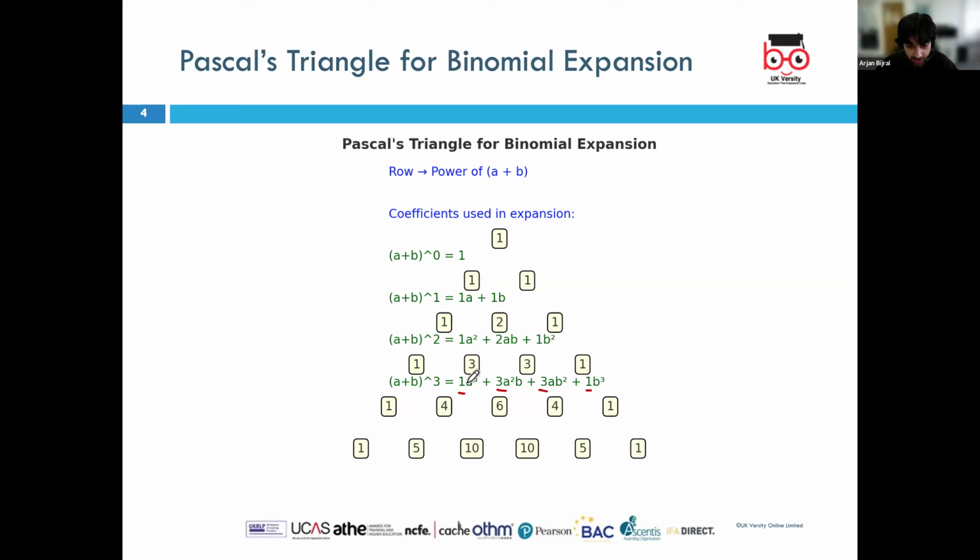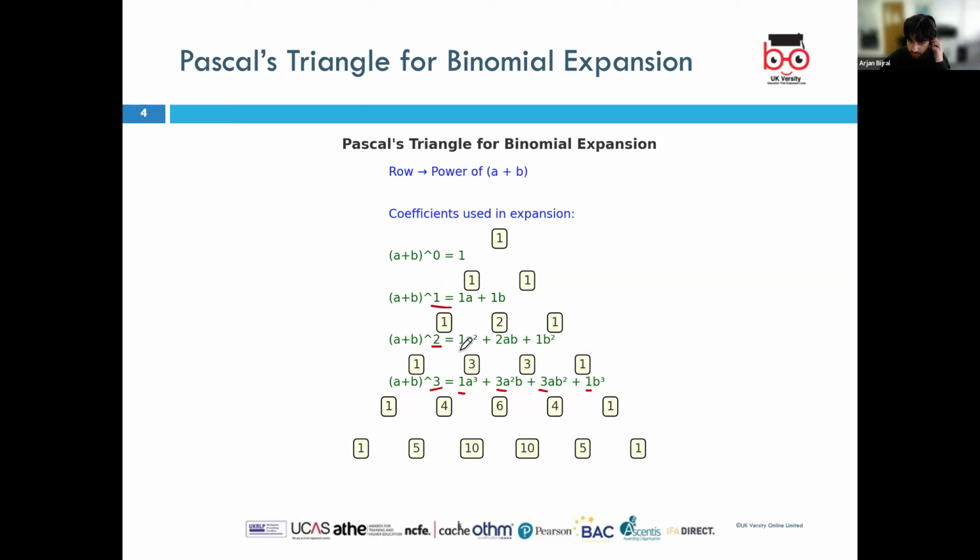So it's 1A cubed, 3A squared B, 3AB squared, and 1B squared. So this triangle basically just lets you know how many of each thing you're expecting. So for each row down you go, you're increasing the amount of times you're timesing something by itself. So one, twice, 3 times. And then each time you add another, you get another extra thing.